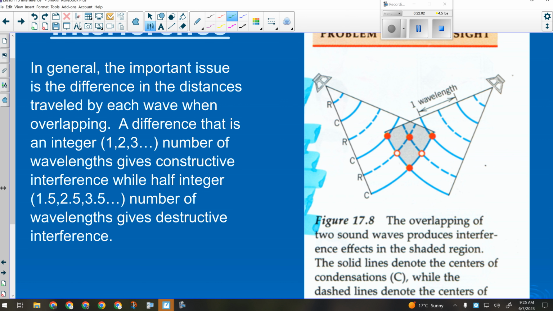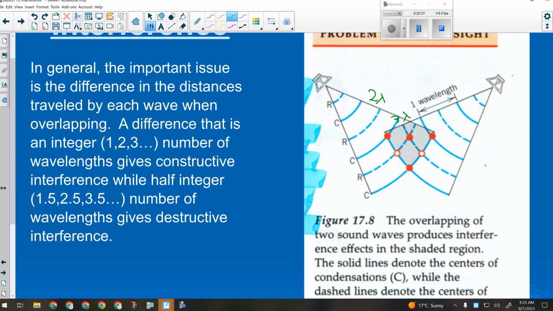So if I'm looking at those spots, this is constructive, even though from this speaker the waves have traveled 2 wavelengths, and from this speaker they've traveled 3 wavelengths. The difference is still 1 full wavelength. As long as the difference is 1 full wavelength, or 5 full wavelengths, or 100 full wavelengths, you will hear a loud sound. As long as the distance is a whole number of wavelengths, you'll get constructive interference.